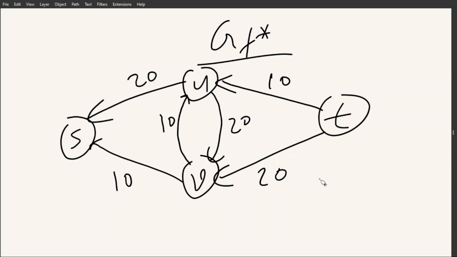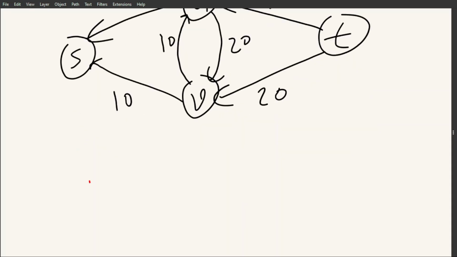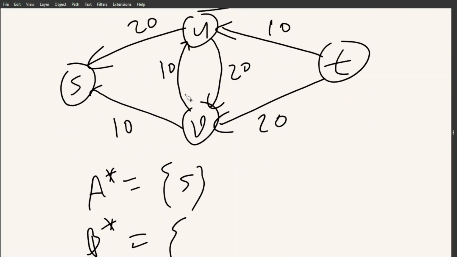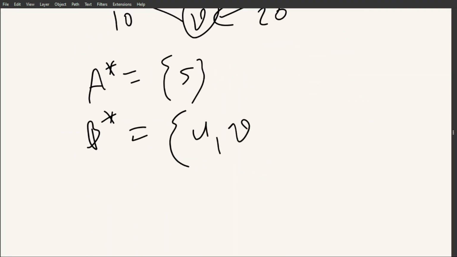Now, to make the minimum cut, just apply the algorithm. Start with the vertex S and search for all vertices reachable from S. Here we can easily see there is no other vertex that is reachable from S. So the cut A star that we get is only S. The remaining set B star that we get is U, V, T. So this is the minimum cut, and we can also find the capacity of the minimum cut.